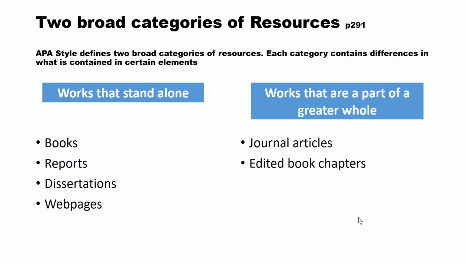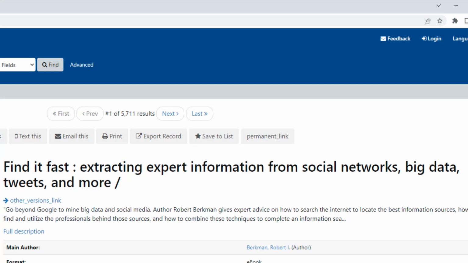This is important to know because there are rules in APA citation style that are different for these 2 broad categories of resources. And for the purposes of this video, from here on we will refer to works that stand alone as books and works that are a part of a greater whole as journal articles, just to keep it simple. I am going to use 2 examples, one of a book and one of a journal article, in the following part of the video to show how to create citations for these 2 types of resources.